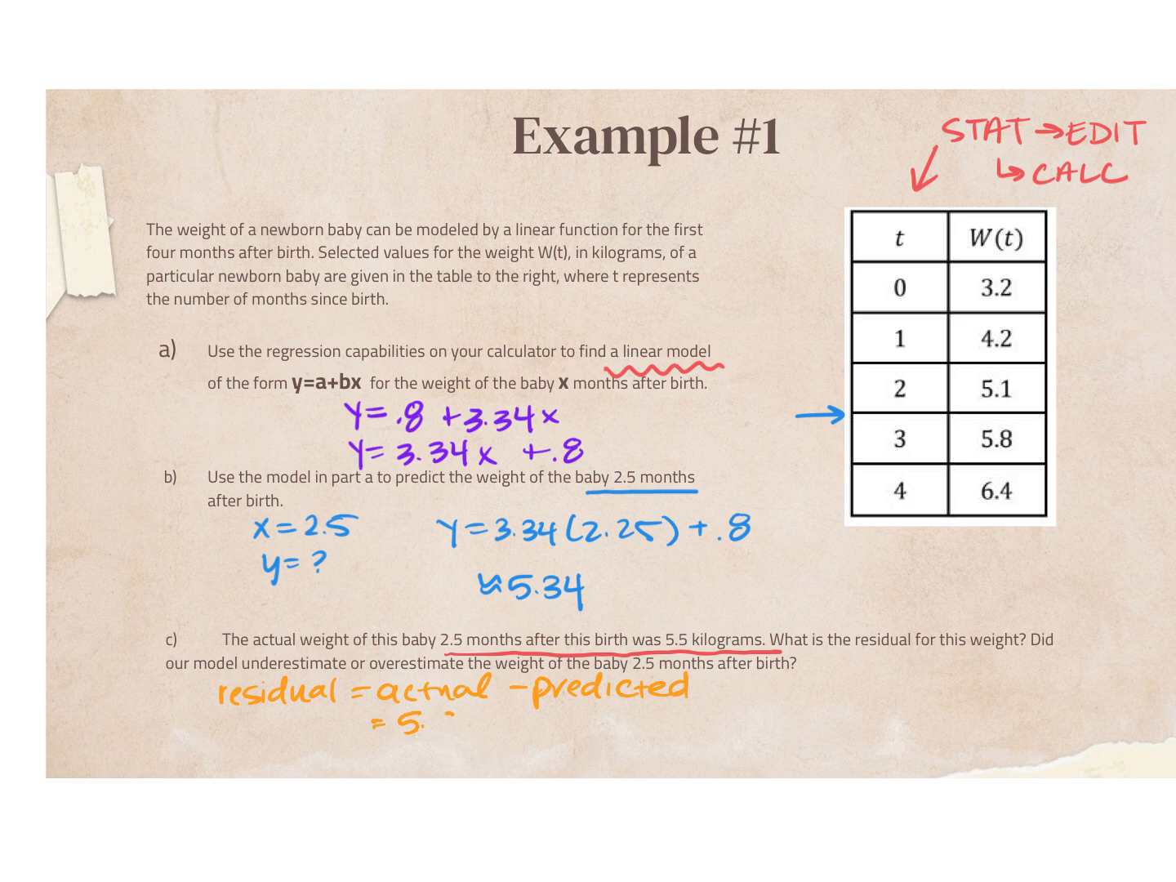Actual value is 5.5, predicted value is 5.34. If we subtract that, we get a positive 0.16. Okay, we can see that our predicted value is less than the actual, so this means that we underestimated what the real value was.